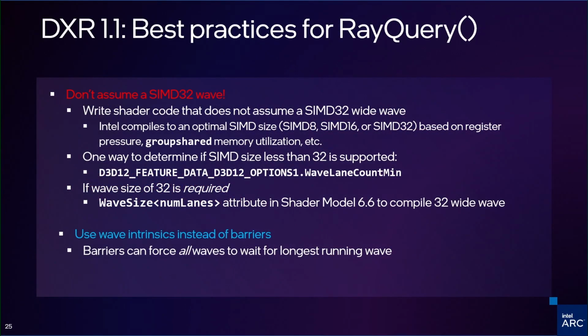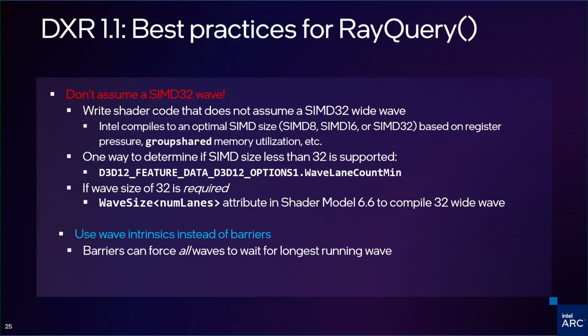Here's another thing that we often see from ISVs, and this happens for both ray tracing and rasterization: assumptions about the SIMD wave width on the GPU. The key point here is don't write shader code that assumes a 32 wide SIMD wave. On our GPU, we're going to actually compile to an optimal SIMD size based on a few different characteristics, which include things like register pressure, how much group shared memory you're using, and other factors. So we will compile SIMD 8, SIMD 16, or SIMD 32, depending on the scenario.